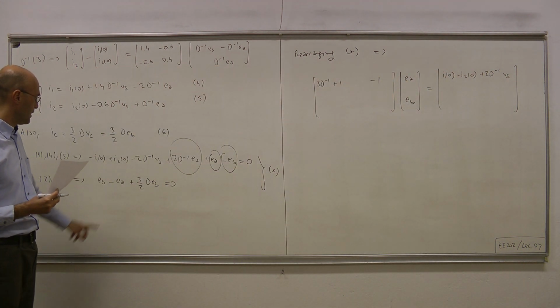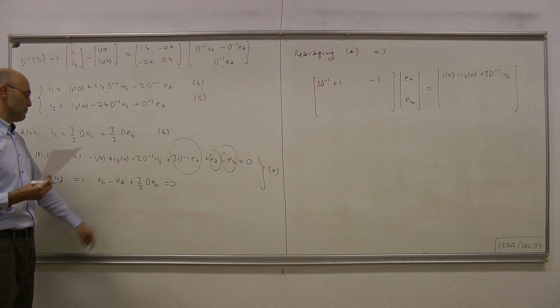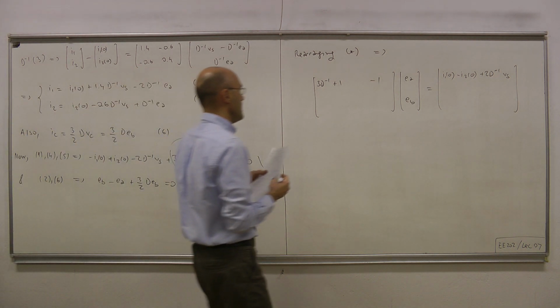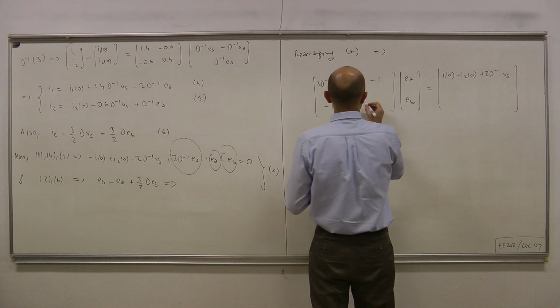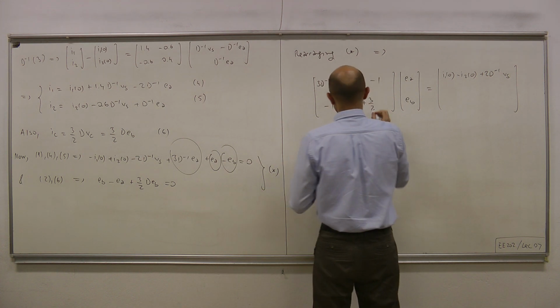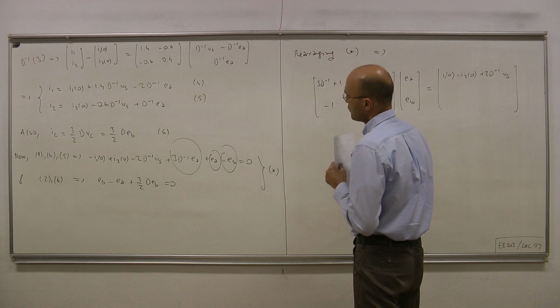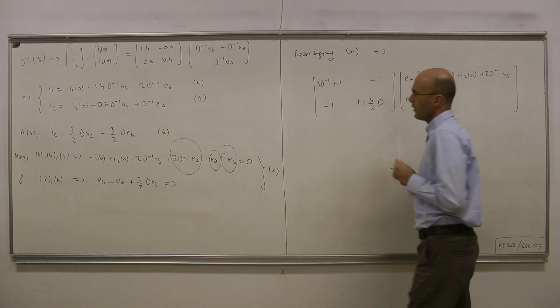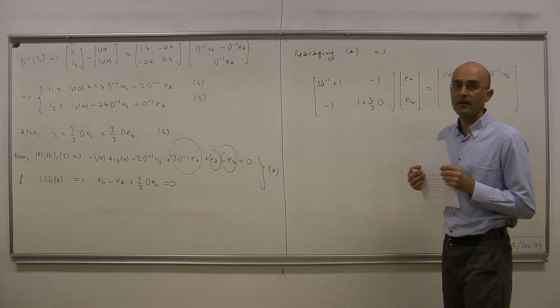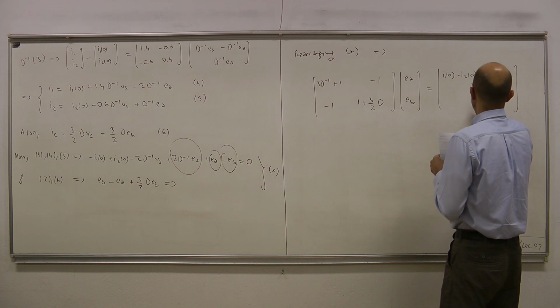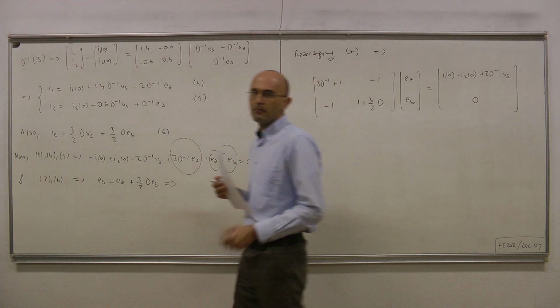Doing the same thing for the second equation is much easier. For Ea we have minus 1, for Eb we have 1 plus 3 over 2 derivative operator. Okay, and that's it. We don't have any other terms. Meaning that here this entry must be 0.